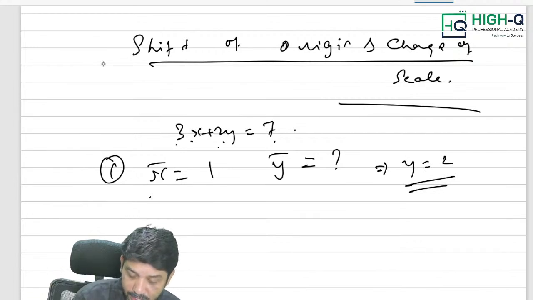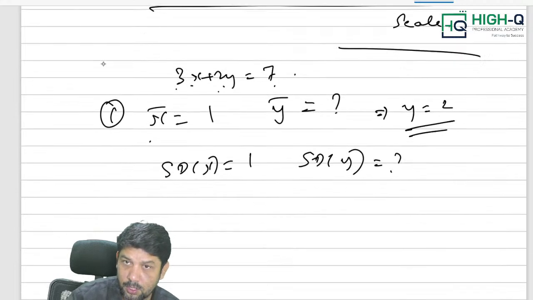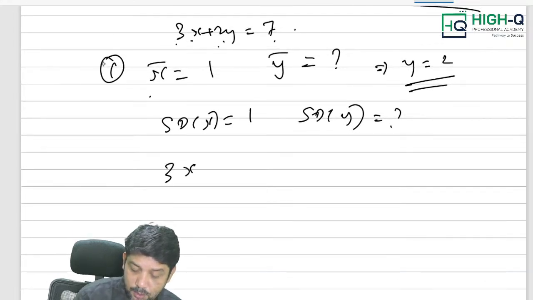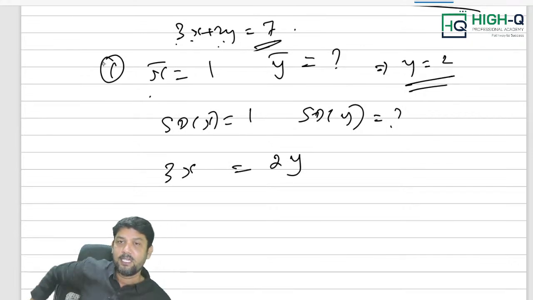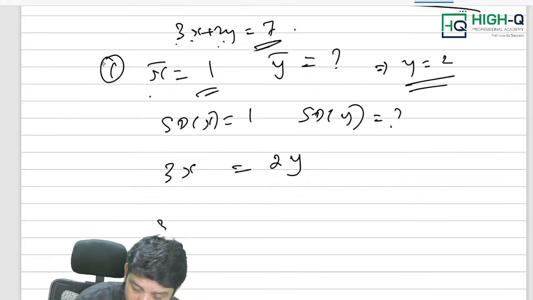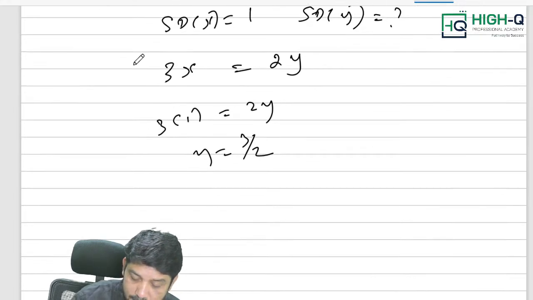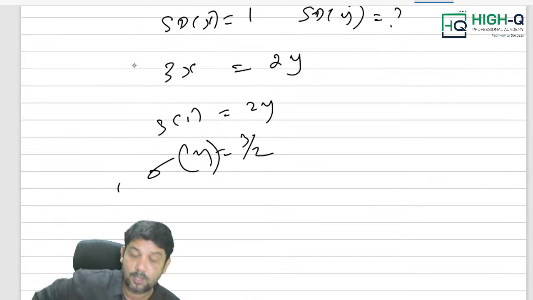Similarly, if they ask you to find the standard deviation of y when the standard deviation of x is 1, it is a very simple pattern, sir. Keep x on one side and y on the other side. What will happen to 7? Dispersion is not affected by shift of origin, it is only affected by the positive magnitude of change of scale. Even if a negative comes, you can ignore it. Only 3x = 2y. Now put x = 1 here. So 3 ones are 3, 2y, so y = 3/2. This is the standard deviation of y.